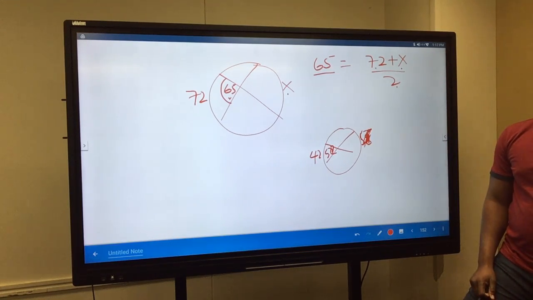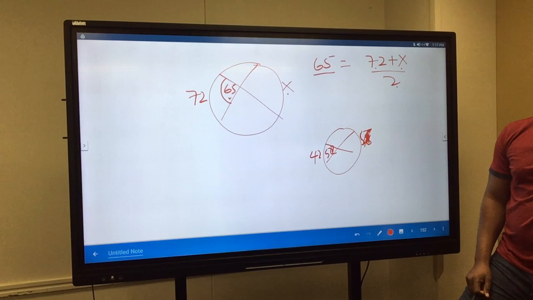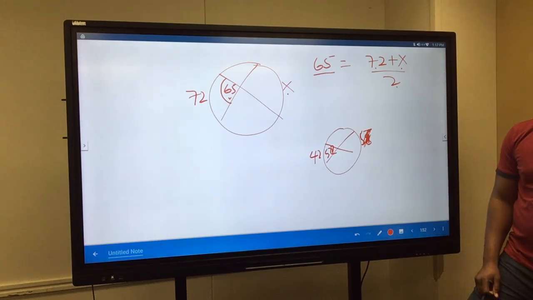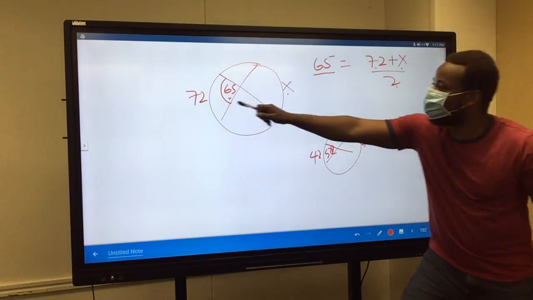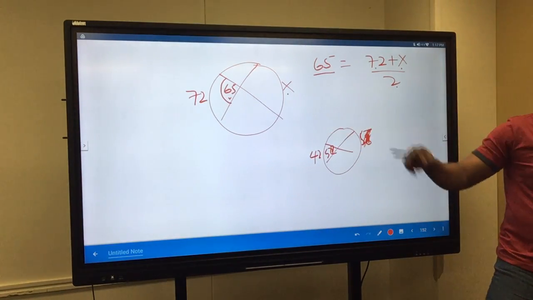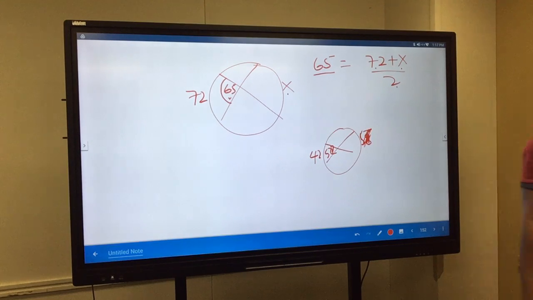Not 68. Yep, not 68. It's supposed to be 58. But I know what you are doing. You are looking for a number that, when you add it to this and divide by 2, should give you 65. 72 plus that gives you 130, then divide by 2. Do you see the idea? Do you see what we basically are looking at?